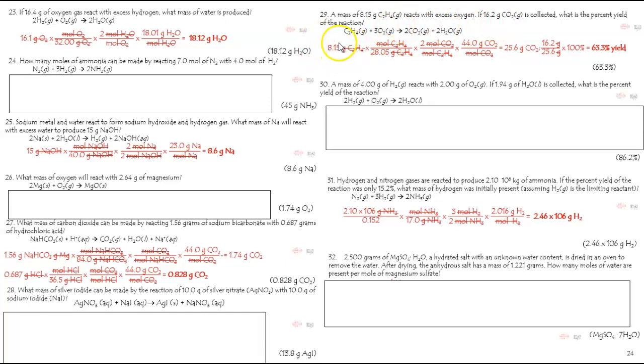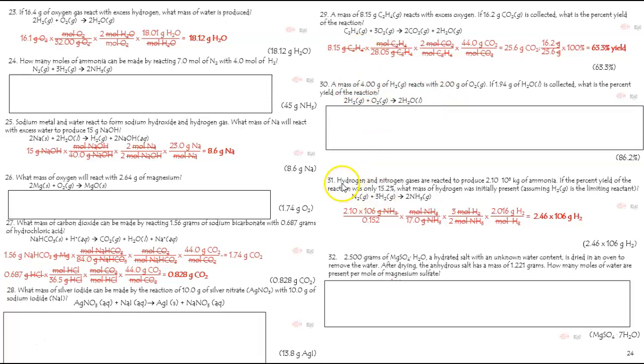Crunching it through, as we've done through all the other ones, we see that we have enough ethylene to make 25.6 grams of CO2, but they only got 16.2 grams. Not bad. 16.2 out of a possible 25.6 is 63%. Number 30. Ooh, same kind of problem, so you model it after that.